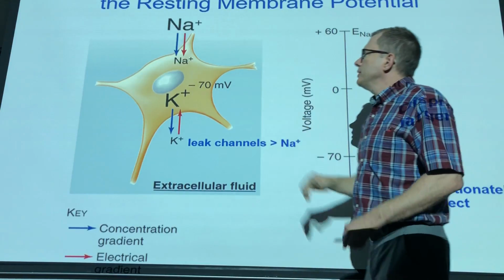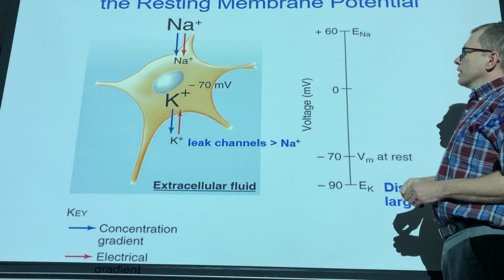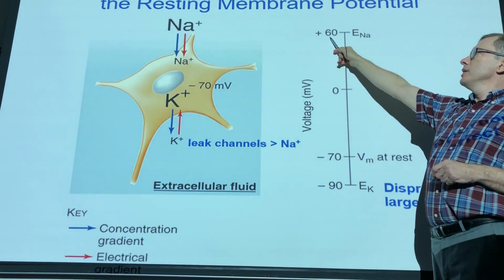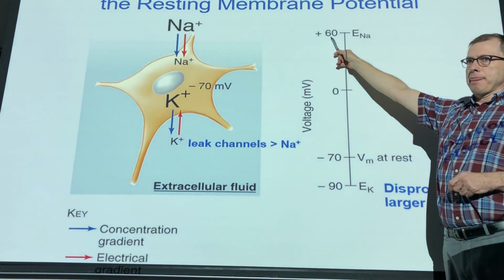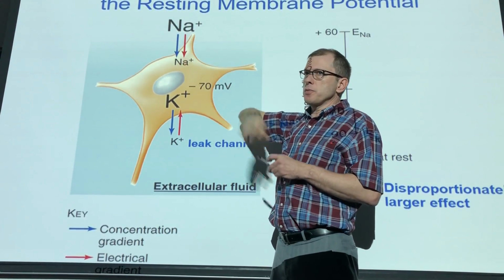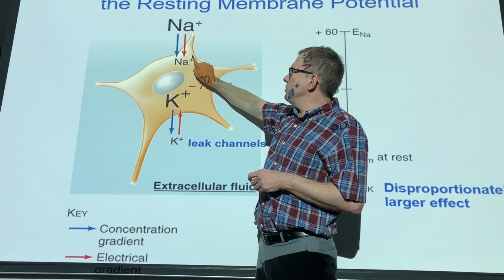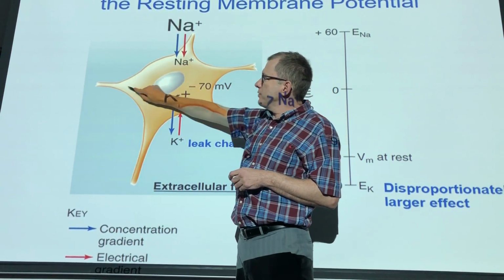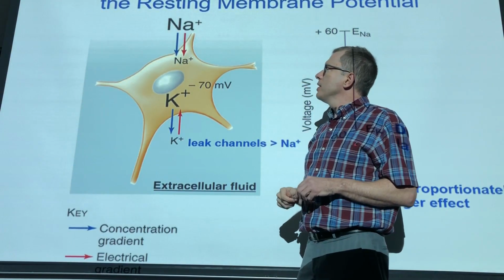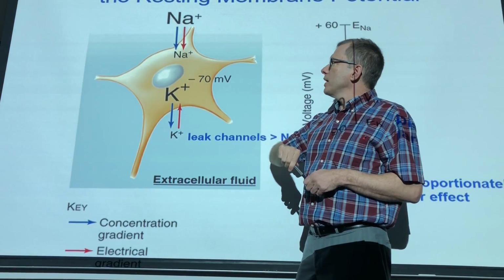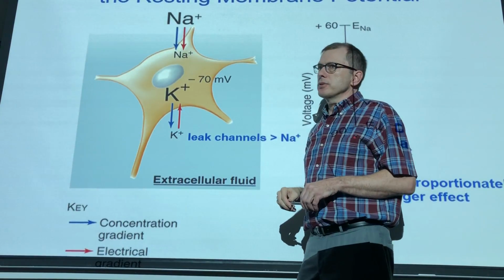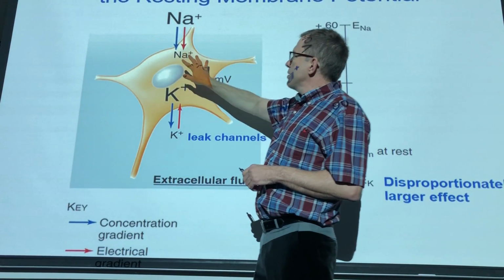Also, electrically, because the equilibrium potential for sodium is plus 60, it's going to tend to want to move into the cell as well. Remember, you can picture all the little negative charges aggregating right up against the plasma membrane. So it's going to tend to go from an area of positive charge to negative charge. Okay? So this is a summary of your sodium.